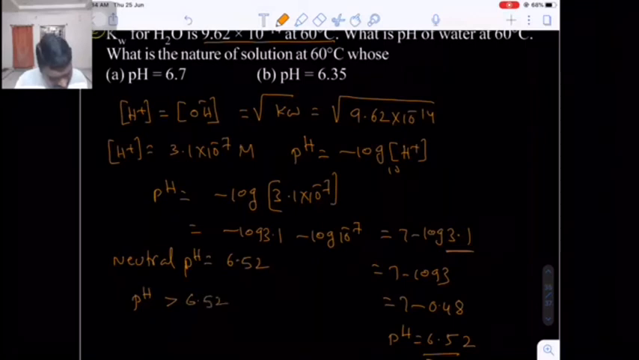The given pH value is more than 6.52. Are you getting my point? That means the resultant solution will be basic in character.